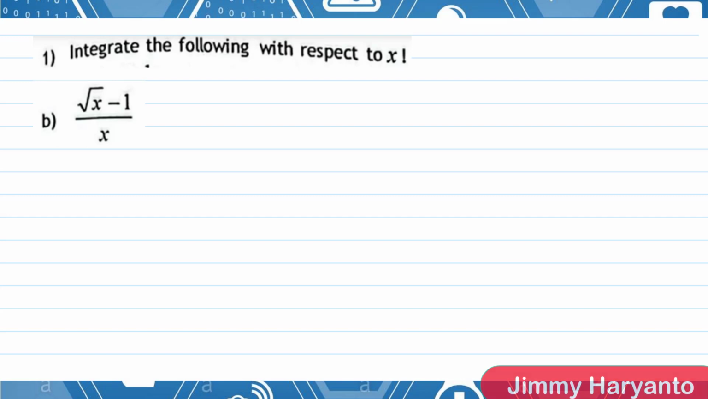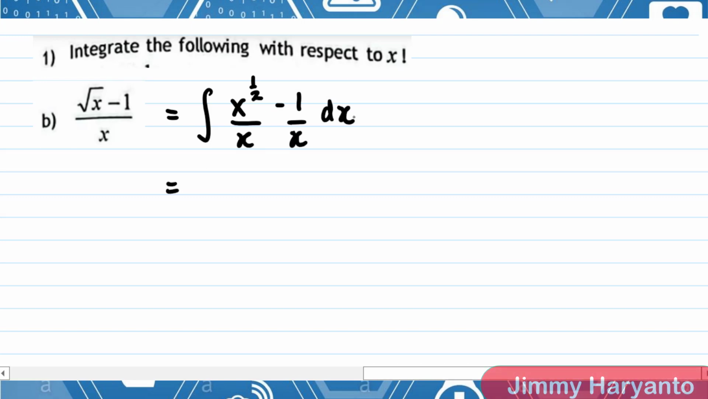Okay, the next one is 1b. For 1b, we have division in the function, so we have to divide it first. But for the first step, I want to change the square root into powers, so it will become x to the power of half minus 1, and then I will separate the denominator like this.